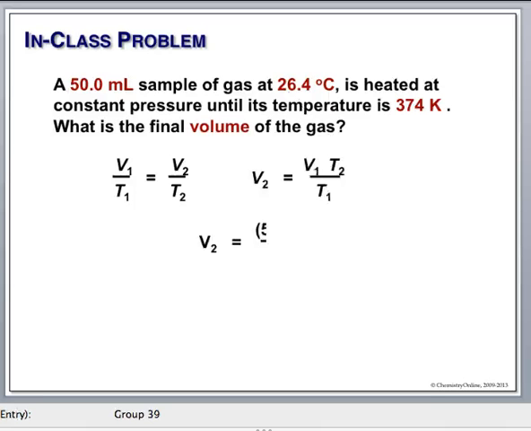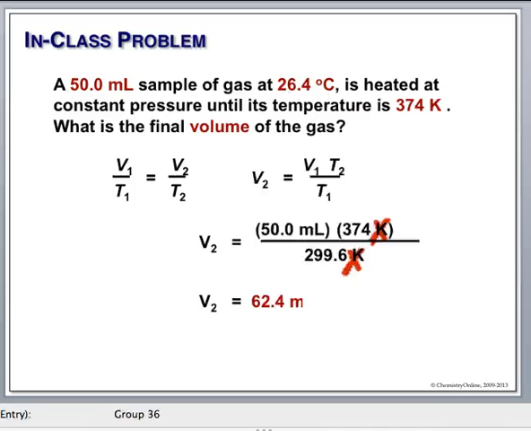All right, substitute in. Our volume here is going to be in terms of milliliters, because that's what we were given. It can be anything. Our Kelvin is going to cancel. And this is 62.4 milliliters.